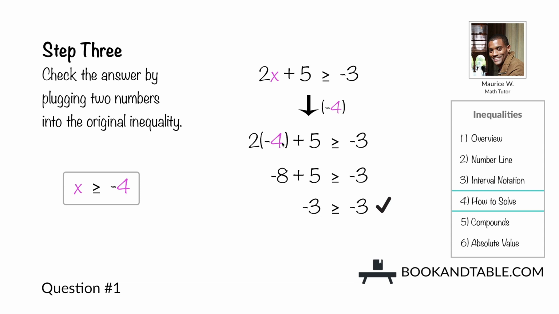So as the value got larger from negative 5 to negative 4, the expression on the left side got larger. And when we get to negative 4, the left side equals the right side, which is true. Negative 3 is greater than or equal to negative 3. So that lets us know as this value gets larger, this side will get larger, which will keep this statement true. So that confirms that this is the correct answer. X is greater than or equal to negative 4.